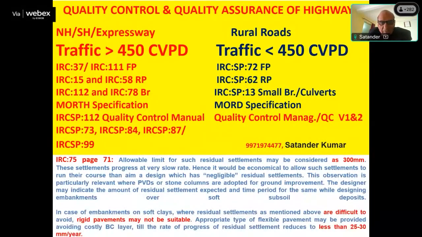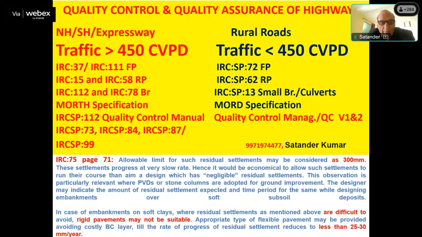I am going to start with quality assurance and quality control in highway projects, roads, and some portion of bridges also. First thing, before going for the presentation, we should know there are two types of codal provision: one for low volume road, and the other for national highway. We are covering left side traffic with more than 450 commercial vehicles per day.